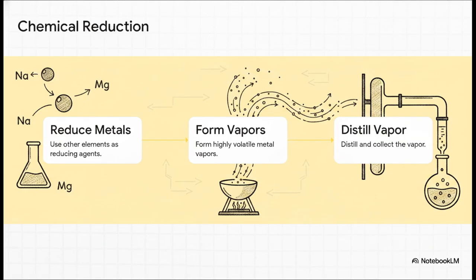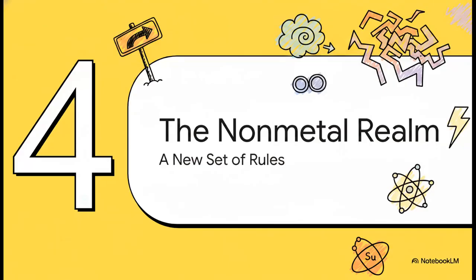How? By exploiting volatility. The newly formed metal turns into a vapor, and we continuously distill and collect it. By constantly siphoning off that vapor, we're basically hacking chemical equilibrium. Shout out to Le Chatelier's principle, forcing the reaction to just keep producing more and more of the exact metal we want.